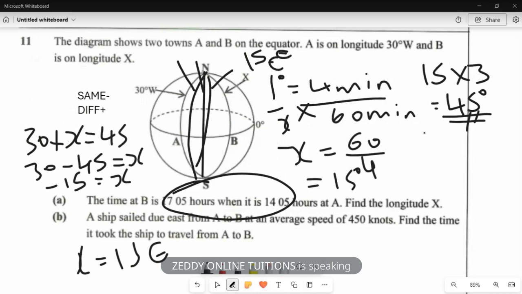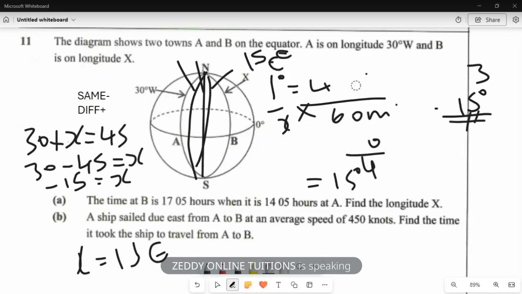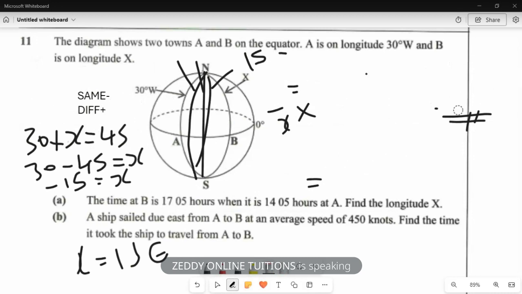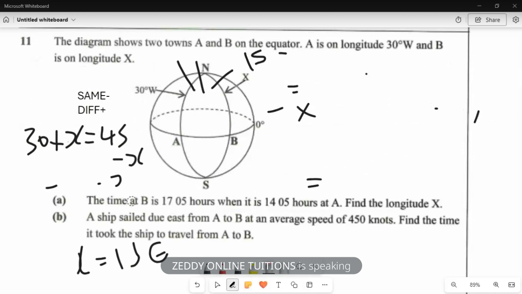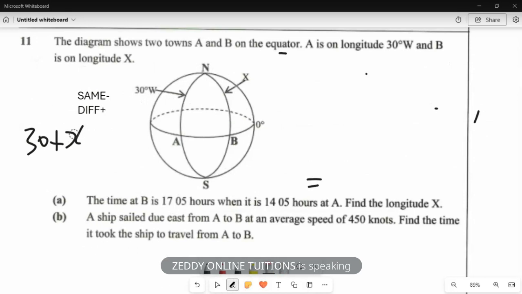So this next question will be the second homework question, but I'll explain how you can find it. Real quick, those who can, screenshot this next question, the B part. A ship sailed on the same diagram, from A due east to B at an average speed of 450 knots. Find the time it took to travel from A to B.